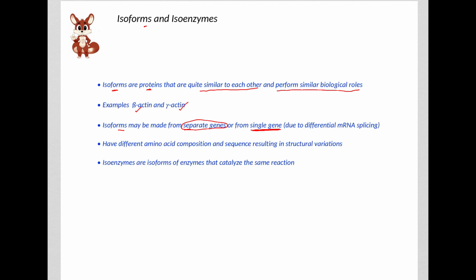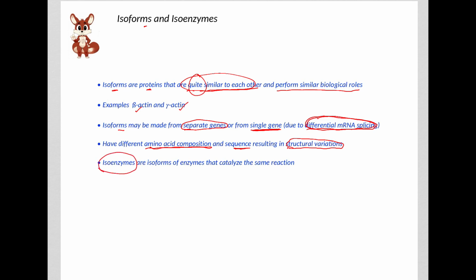When the same gene codes for the different isoforms, the reason the isoforms exist in this case is differential mRNA splicing. Remember, it's how we connect the exons together. So although isoforms are quite similar, and this is important, quite, not totally similar, they do have different amino acid composition and sequence, therefore resulting in structural variations.